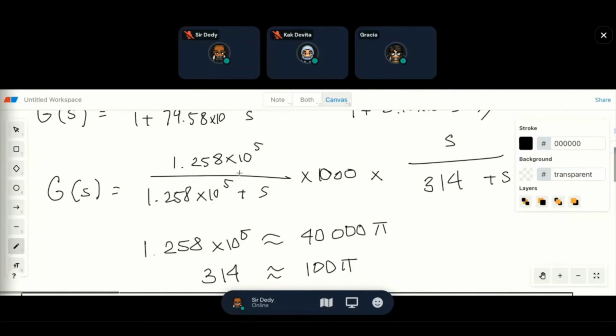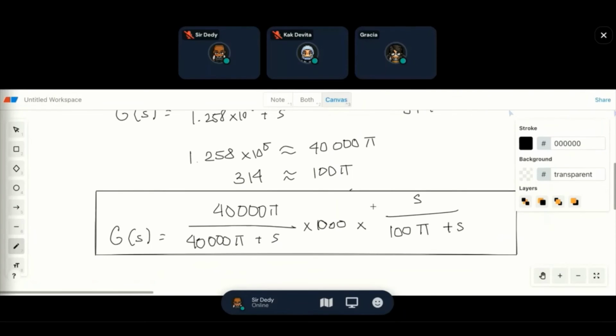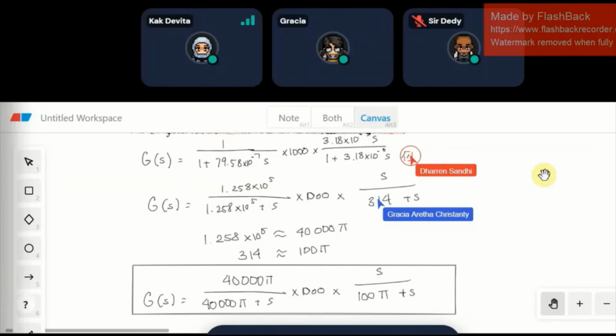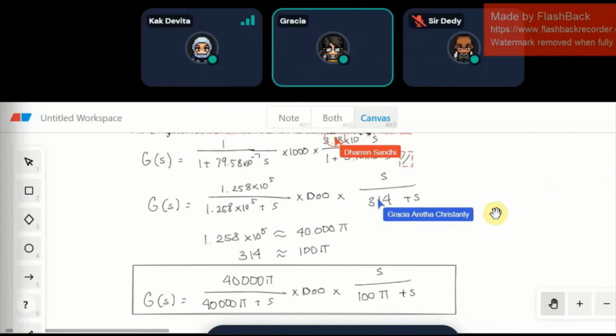Now, if you notice, 1.258 times 10 to the power of 5 is almost equivalent to 40,000 pi, and 314 is almost equivalent to 100 pi. So what we can do is substitute everything with the radian form, and this is now the gain function of the circuit. Do you understand now, Gracia? Yes, I do, sir. Okay, that's great.